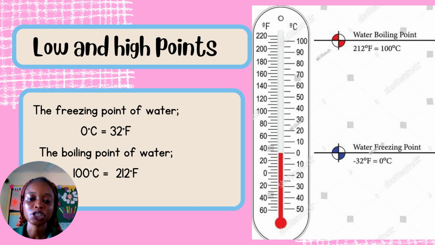The low point is 0 degrees Celsius and 32 degrees Fahrenheit for the freezing point of water, while the high point is the boiling point of water, which is 100 degrees on the Celsius scale and 212 degrees on the Fahrenheit scale. This information provides the ground basis by which we can convert from the Celsius scale to the Fahrenheit scale and vice versa. In our next slide, we're going to be looking at that. Stay tuned and let's learn how to change our units.